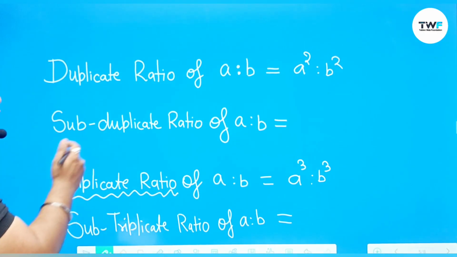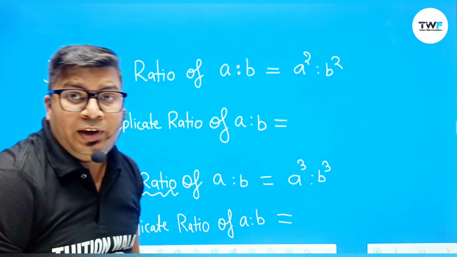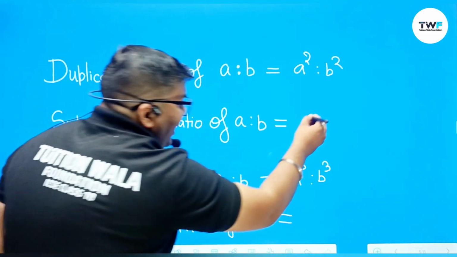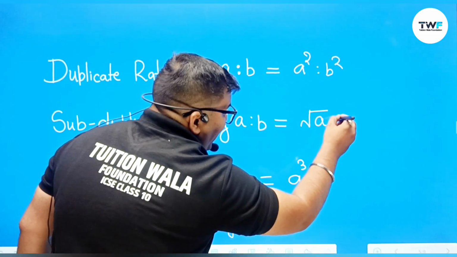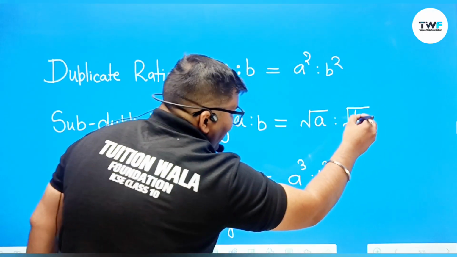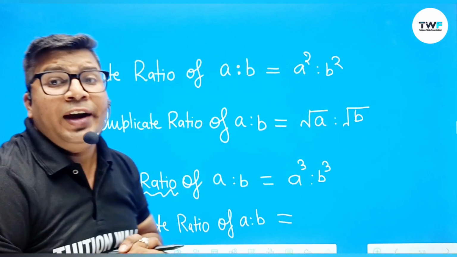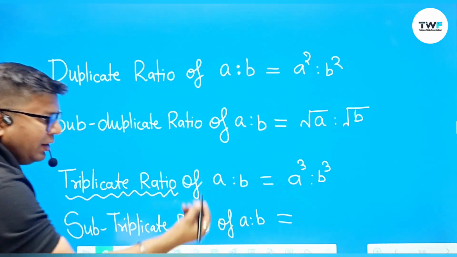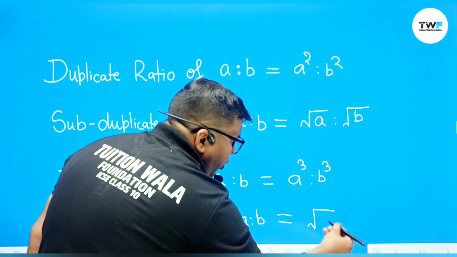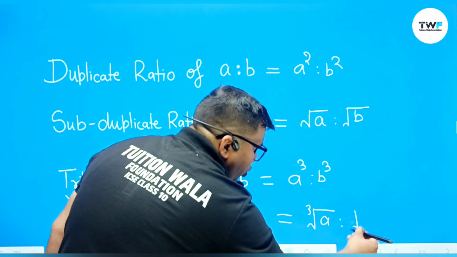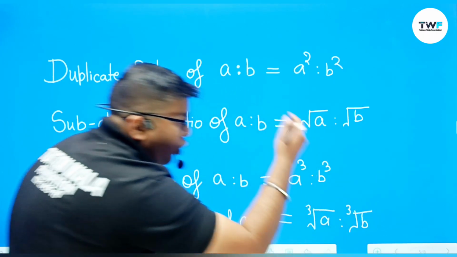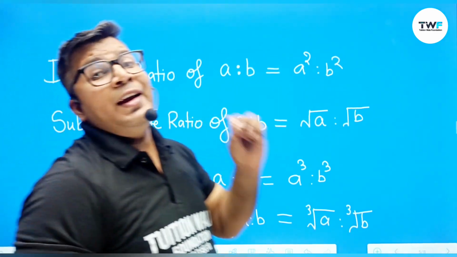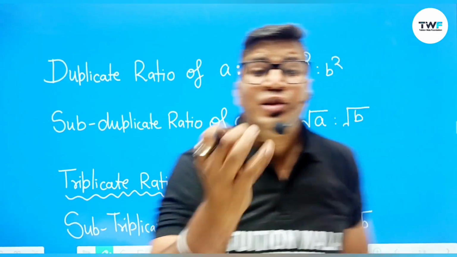And we are moving on to the next one, the sub duplicate ratio of A and B. If you want to find the sub duplicate, that means you should apply the square root of A ratio square root of B, that is the sub duplicate ratio of A and B. And if you want to find the sub triplicate ratio of A and B, then you should use the cube root of A ratio cube root of B. These are your answers. If you memorize these things, then you can implement them easily on the questions.